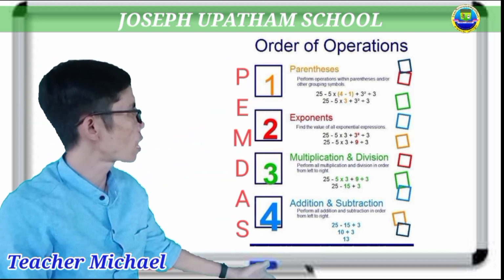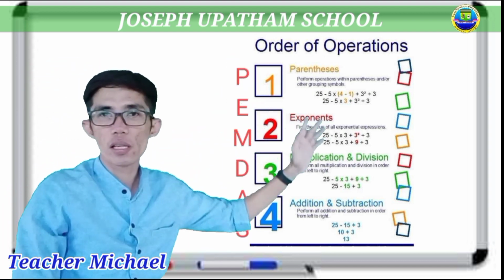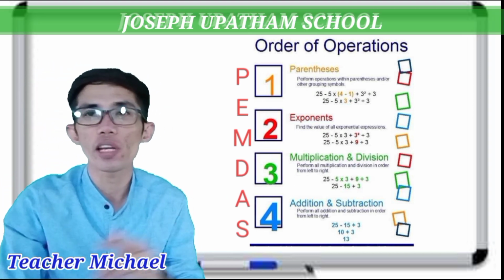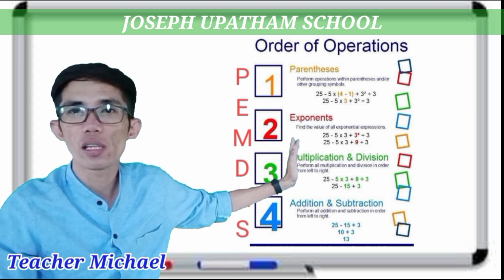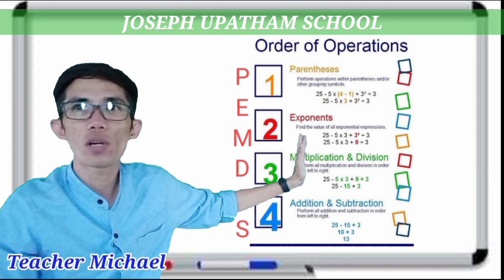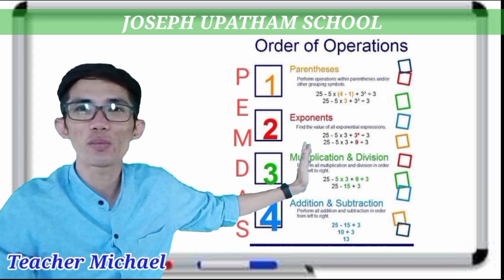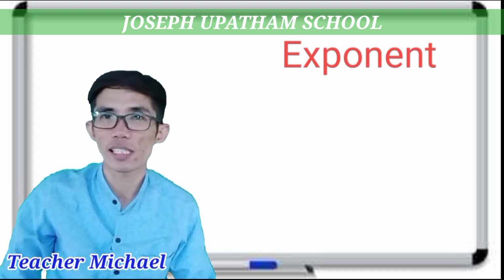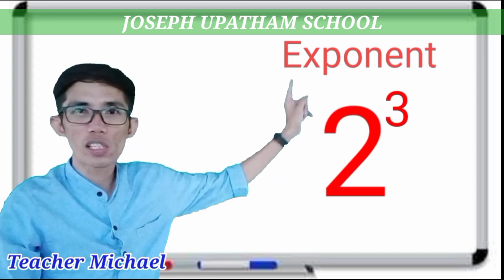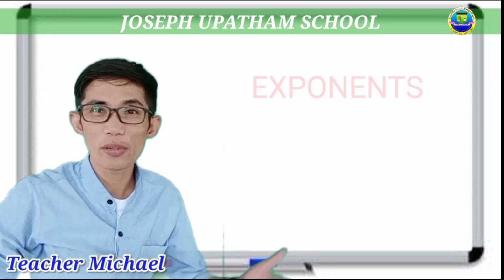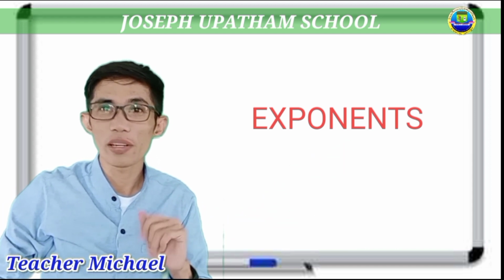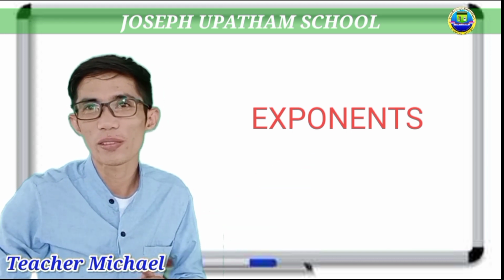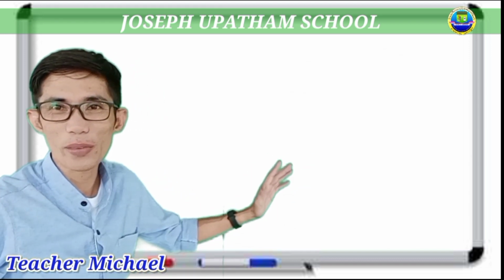In the acronym PEMDAS, letter E stands for exponent. But in grade 5 and grade 6, you don't have yet this set of numbers in your lessons. So maybe you will encounter this when you reach Mathayom level. So never mind letter E. Exponent in Thai, you call this as yukang lang. Like for example, 2 to the third power. As I said a while ago, never mind about exponents, because in grade 5 and grade 6 you don't have yet this topic. Maybe in the future you will have this. But for now, let's proceed to step number 3.